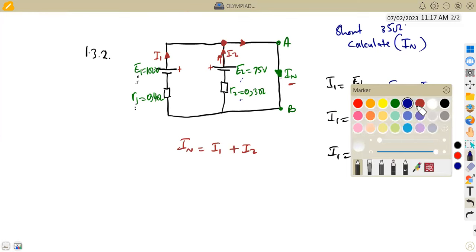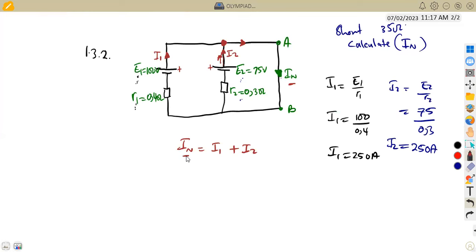So like I said, our short circuit current, which is the Norton's current IN, is going to be taken as I1 plus I2. I1 being 250 amps plus I2 here being 250 amps also. So if we add these currents, we are going to obtain 500 amps. All right, so we have obtained our short circuit current, which is our Norton's current. Then what is the next stage?